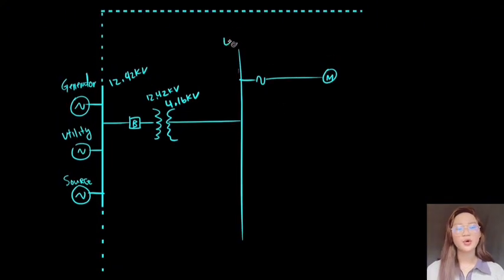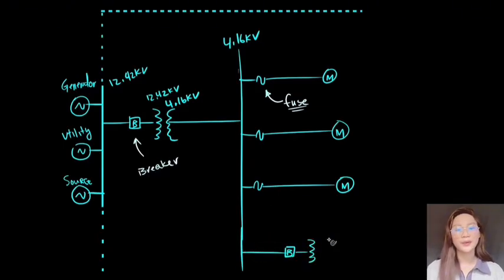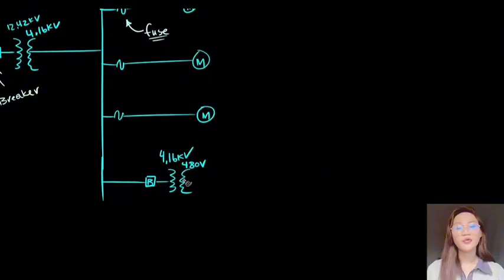This bus here is 4.16 kV. Then we have another tap and another motor. Keep in mind that this right here is a fuse and this right here is a breaker. Suppose that we have another step-down transformer that's protected by a breaker. But that transformer steps the voltage down from 4.16 kV to 480 volts.